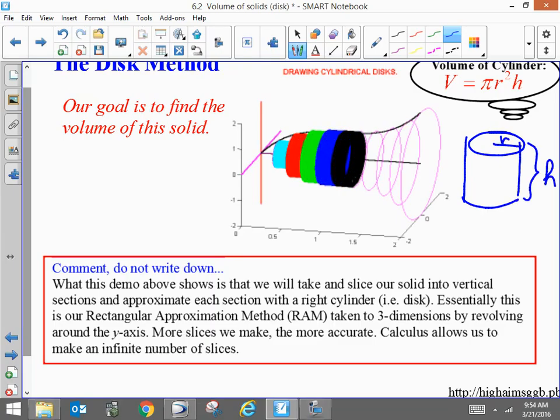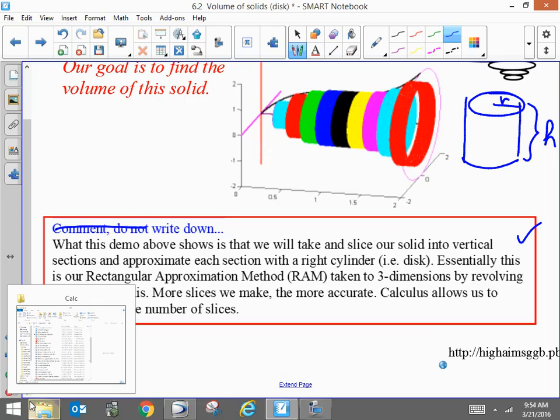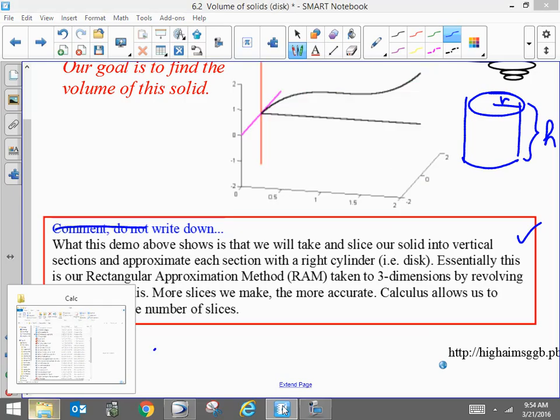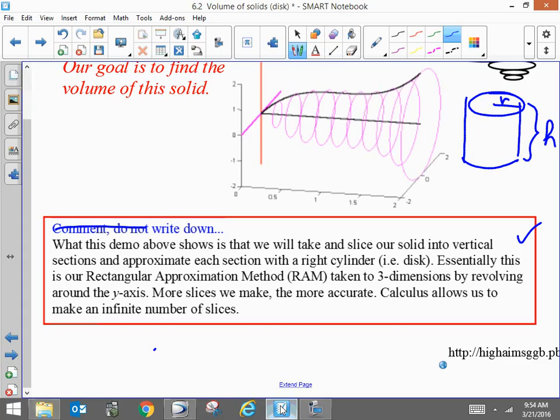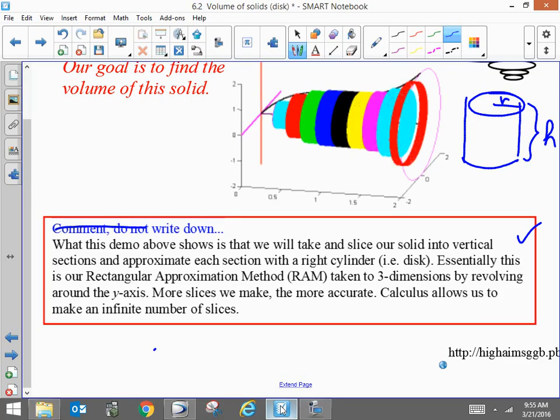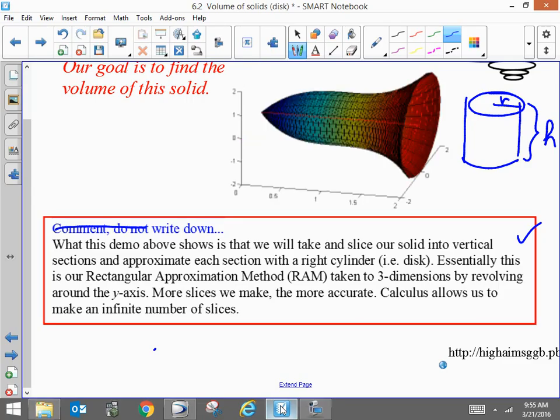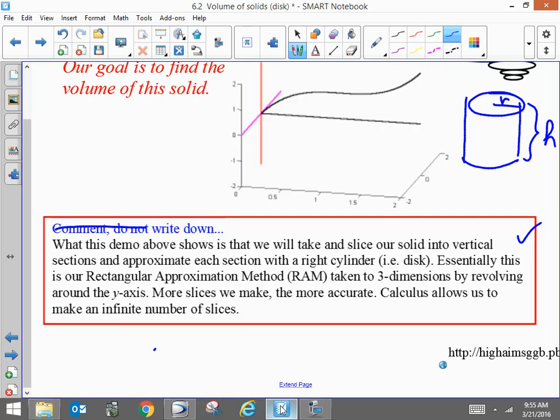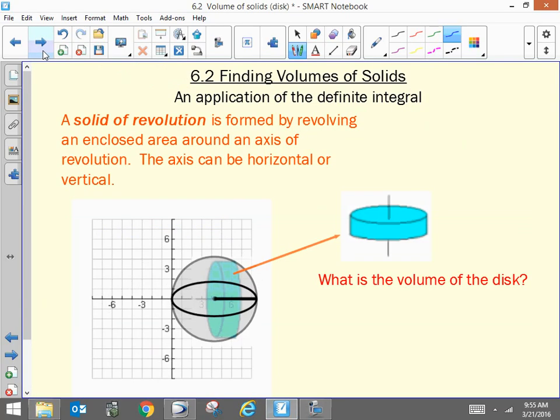When you think about discs, you're thinking about very small ones. We're going to slice our solid into vertical sections and approximate each section with a right cylinder, a tiny, skinny little disc. Essentially, this is our rectangular approximation method. We're taking the 3-dimensional shape and revolving around the y-axis in this case. The more slices we make, the more accurate. Calculus allows us to make an infinite number of slices. Let's take a look at one single slice here.